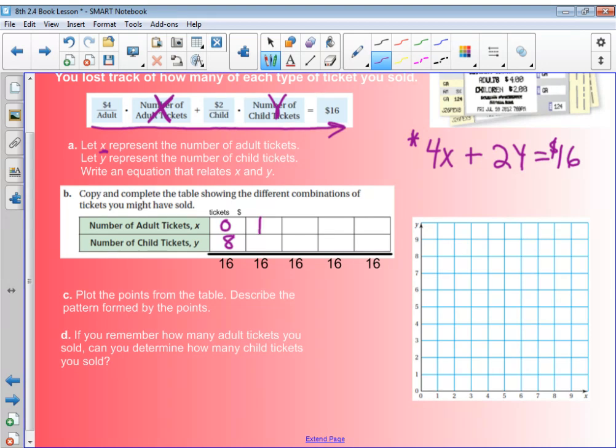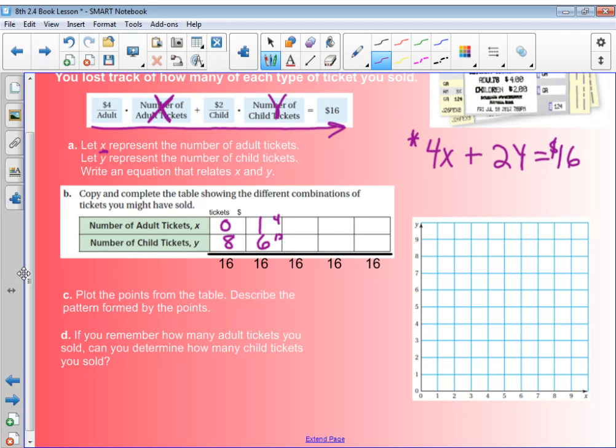So 1 adult ticket was 4 of the dollars. So that leaves me with $12 left over. And if I figure out how many times $2 would go into 12, that would give me 6 child tickets that I could buy. Okay, and that gives me a total of my $16 for the tickets.